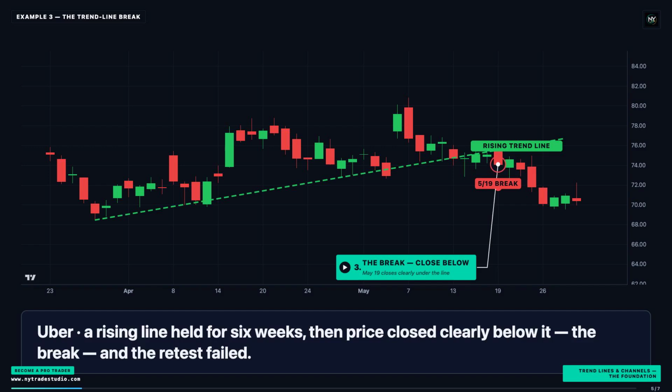The higher lows have stopped. The buyers who defended that line for 6 weeks are gone. And notice the role reversal we talked about. That broken support line now acts as resistance, capping price every time it tries to climb back.